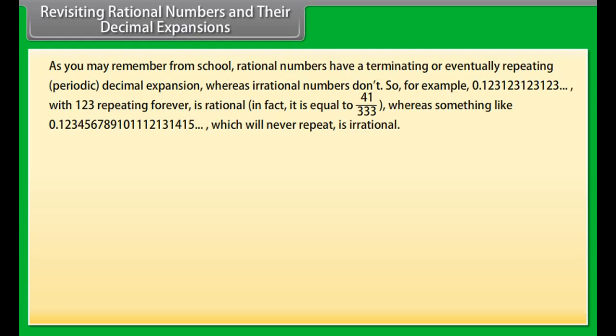Therefore, a upon b upon 7 is equal to square root 5, or square root 5 is equal to a upon b upon 7. Since a, b are integers, we get a upon b upon 7 is rational, and so square root 5 is rational. But this contradicts the fact that square root 5 is irrational.